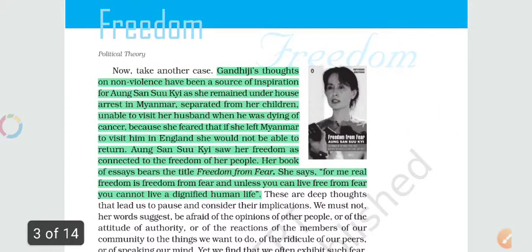Okay, so on the next page we can see that Gandhi's thoughts on non-violence have been a source of inspiration for Aung San Suu Kyi as she remained under house arrest in Myanmar, separated from her children, unable to visit her husband when he was dying of cancer because she feared that if she left Myanmar to visit him in England, she would not be able to return. Aung San Suu Kyi saw her freedom as connected to the freedom of her people. Her book of essays bears the title Freedom from Fear. She says, "For me, real freedom is freedom from fear, and unless you can live free from fear, you cannot live a dignified human life."